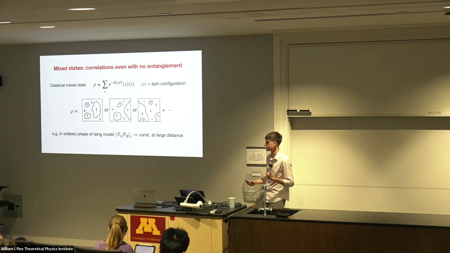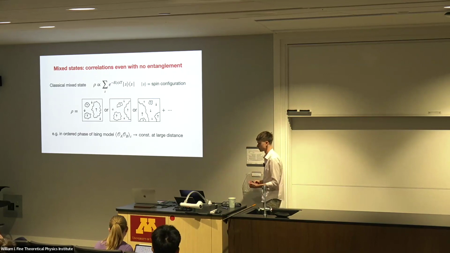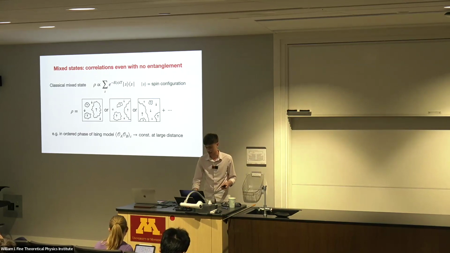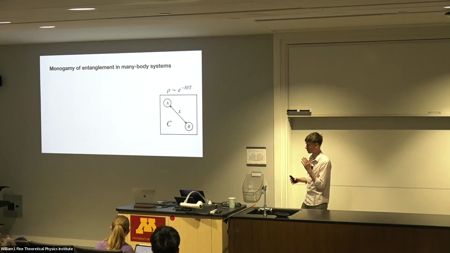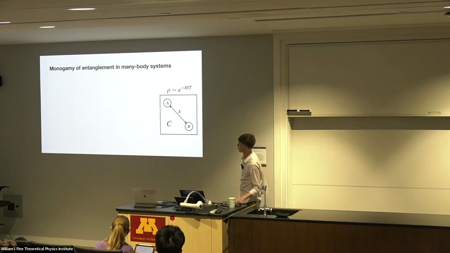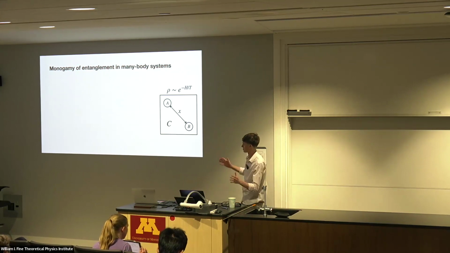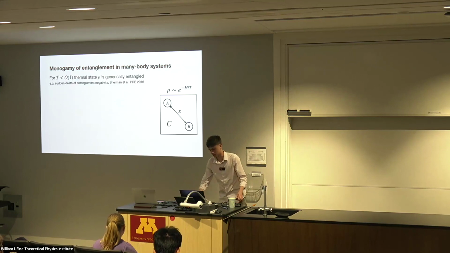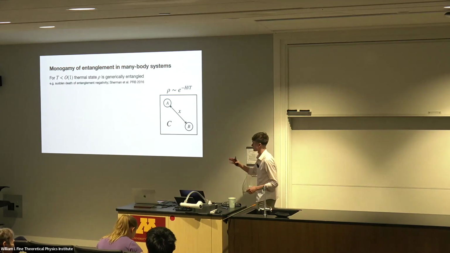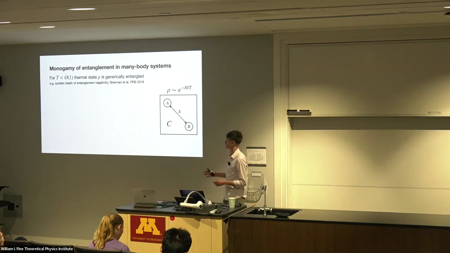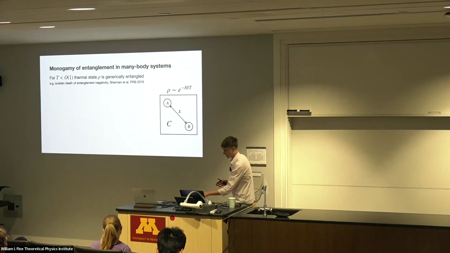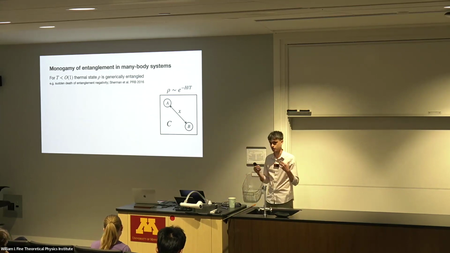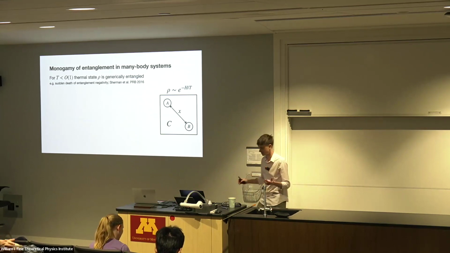So to understand the connection between correlations and entanglement, it's going to be useful to think about this slightly abstract concept called monogamy of entanglement. For those of you who are not familiar with this, monogamy is a kind of exclusive relationship between two entities. So for temperatures lower than something of order unity, we do know that thermal states are generically entangled already. So the question that I want to address is how the entanglement that we know is there in thermal states is encoded in 2-point correlations, let's say.